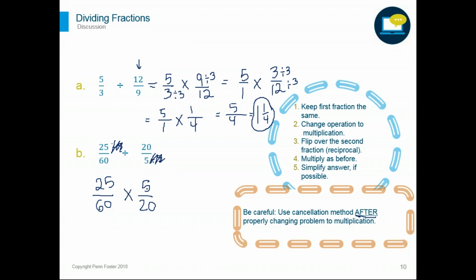And you see here, when we did change the question to multiplication, we cannot anymore divide over 5 and divide over 5 because both numbers now are on the top. So that will lead us to the incorrect answer. So we did switch the question to multiplication. Now we'll think about the factors. Well, I have 25 and 20, divide over 5 and divide over 5. Rewrite the problem. It's going to be 5 over 60 times 5 over 4.